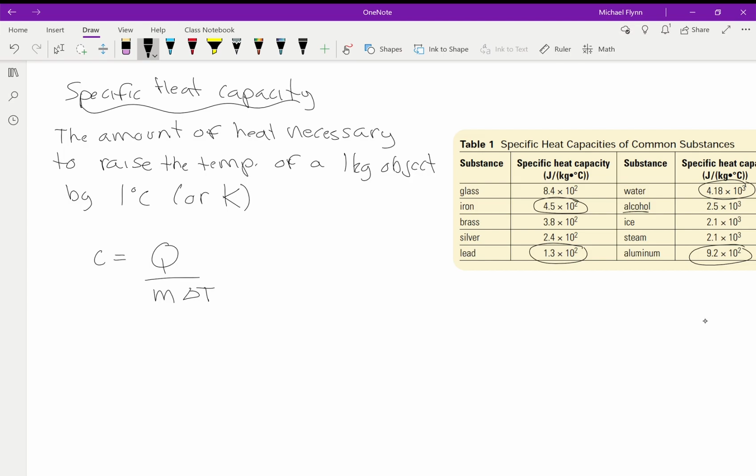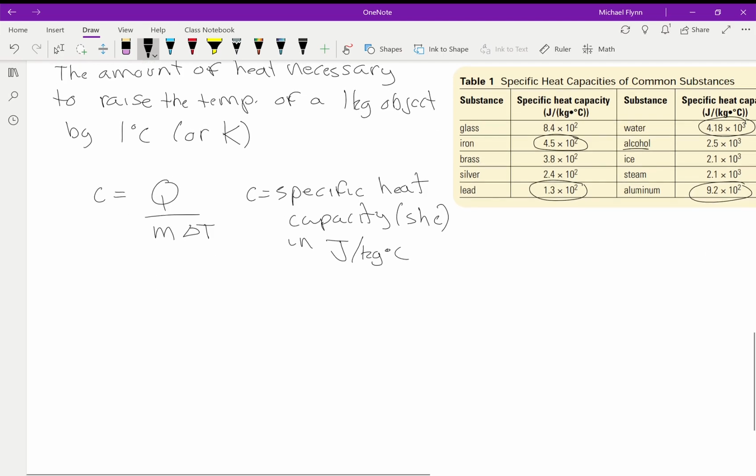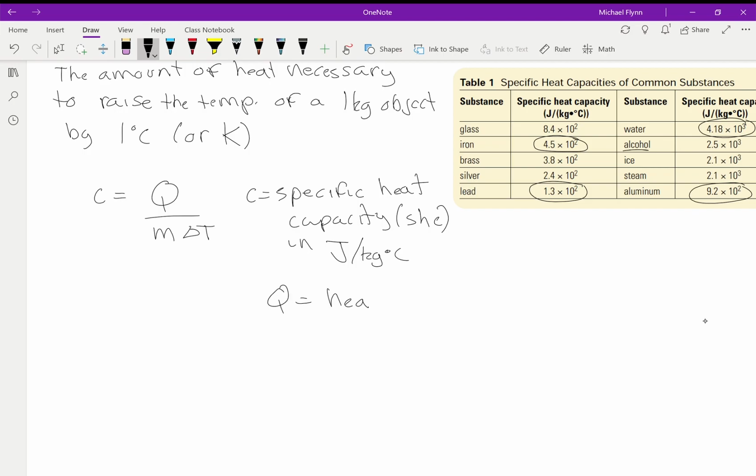Now I'm going to define these variables for you. C is called the specific heat capacity. I hate writing these words, specific heat capacity, so I am going to just use C, in joules per kilogram per degree Celsius. Q is heat in joules. M is mass in kilograms. We're used to that one, right? And delta T finally is change in temperature.